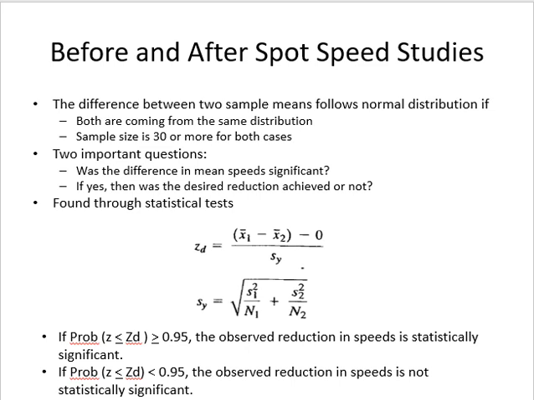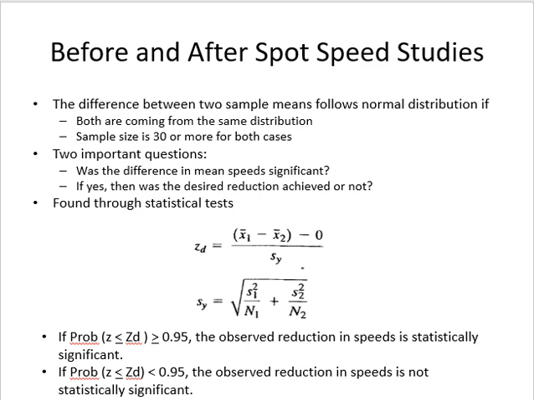So after you do that change on the field, you have to do a before and after study. You have to collect spot speed data before, and you have to collect spot speed data after the change. What's the idea behind it? We did something on the road to reduce the speed of the drivers. Did we succeed in reducing the speed or not? This is the question.